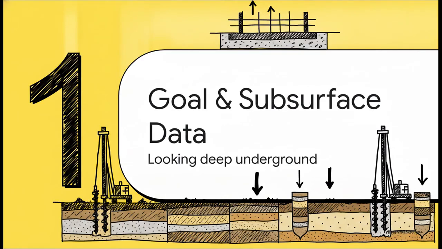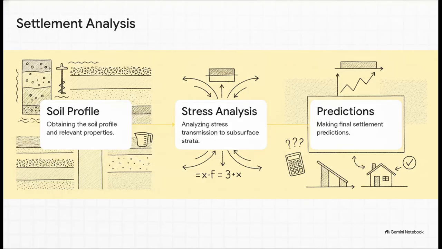All right, sections 1 and 2, the goal and gathering the subsurface data. Let's look deep underground. Settlement analysis always operates on a very strict rule of 3. The whole procedure is meticulously divided into 3 parts. First, obtaining the soil profile, so we can understand the initial void ratio, specific gravity, and water content.